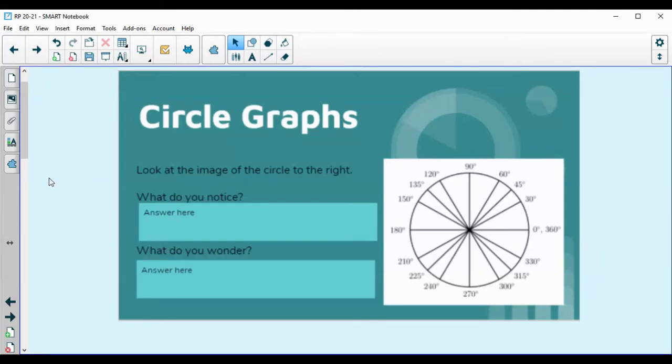Today, we're continuing with ratios and proportional reasoning and percents, but we're moving into analyzing circle graphs. For the first part of your assignment, you're going to look at the image of the circle to the right, and I want you to write in the text boxes what you notice about this image and then what you wonder about this image.